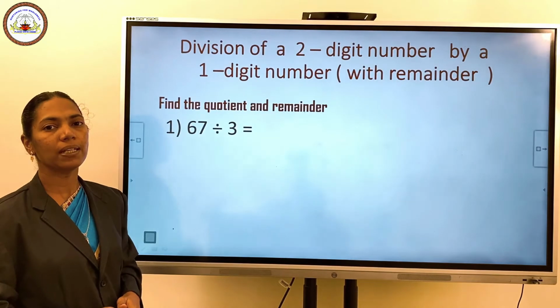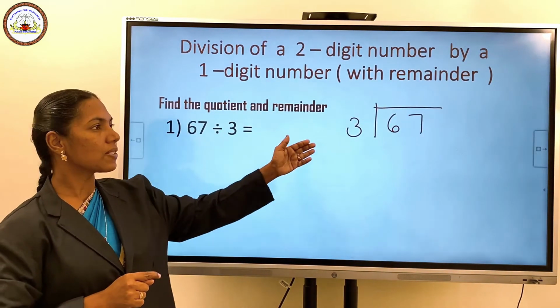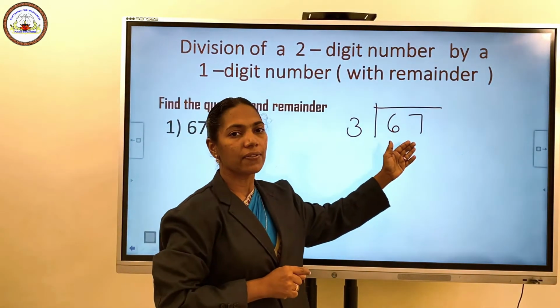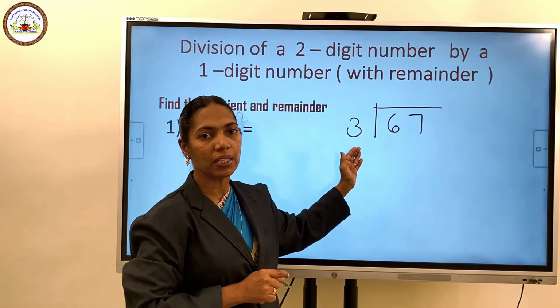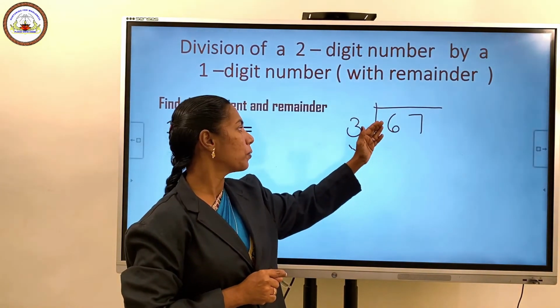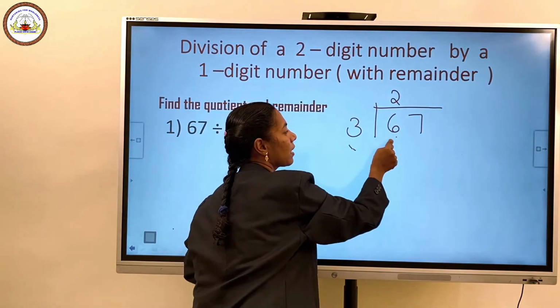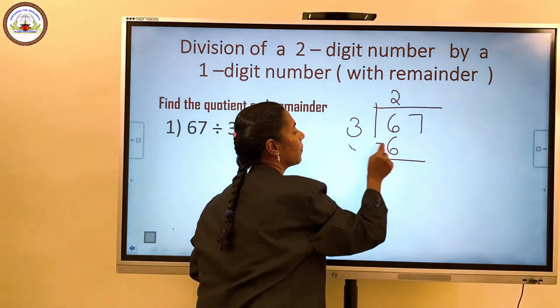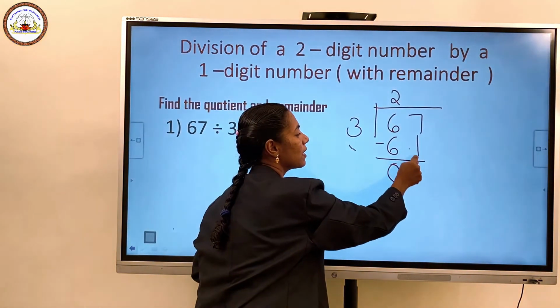Now find the quotient and remainder. 67 divided by 3. We take first digit 6. We can divide 6 by 3. From the multiplication table of 3, you know 3 into 2 is equal to 6. Write 2 here. Write 6 below here. 6 minus 6, 0. Now bring down next digit 7.